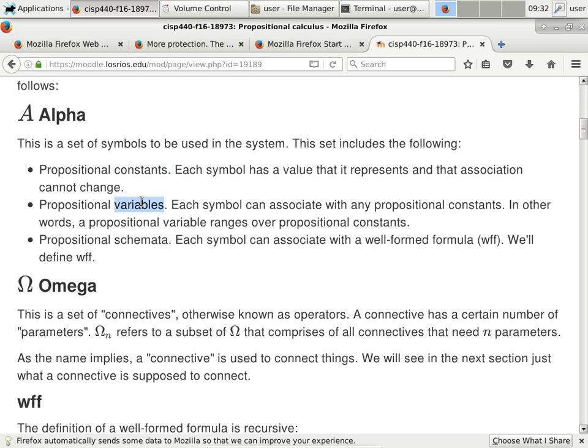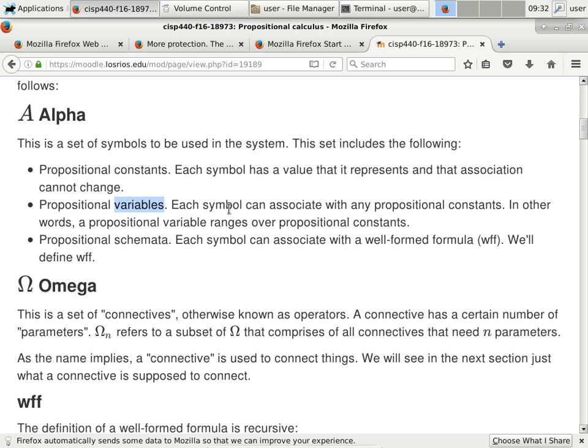And then we have the concept of variables. These are particular symbols that can take on any constant values. It really resembles what we know as variables in programming, because they can take on any particular value. So you would think, between constants and variables, that should cover everything.